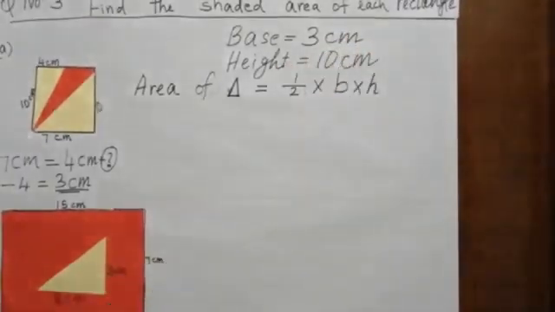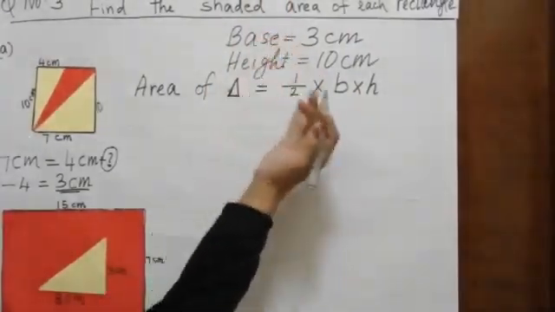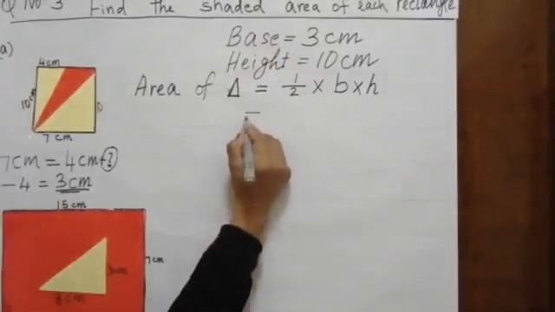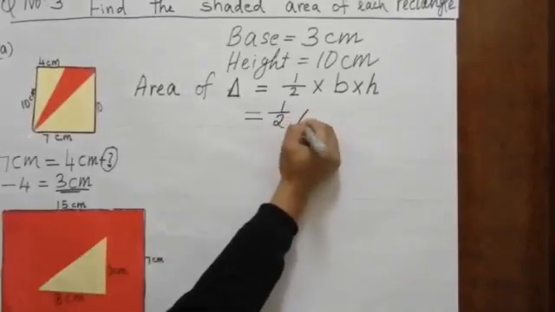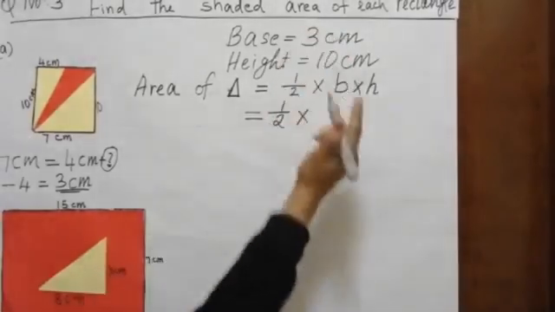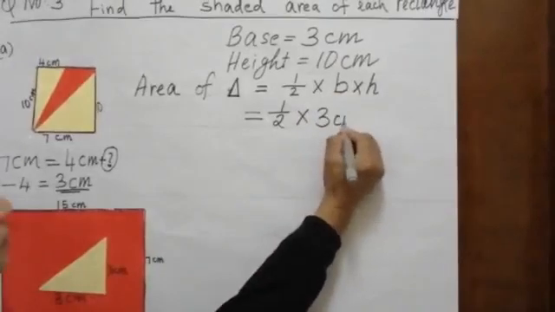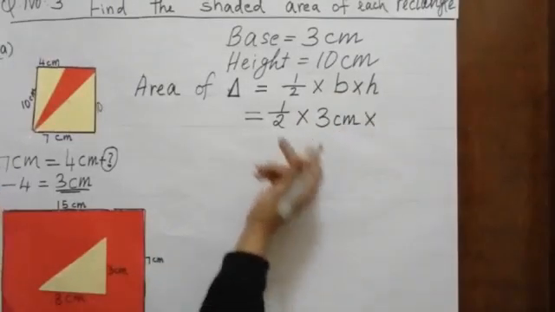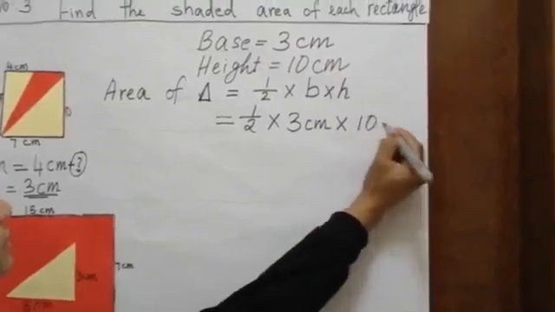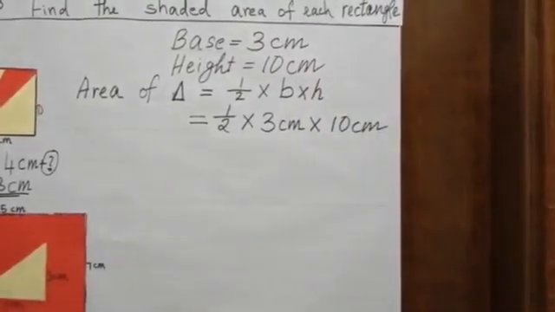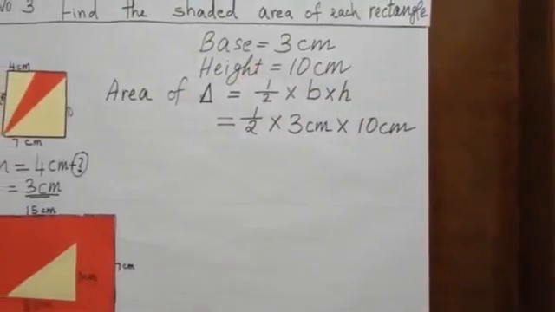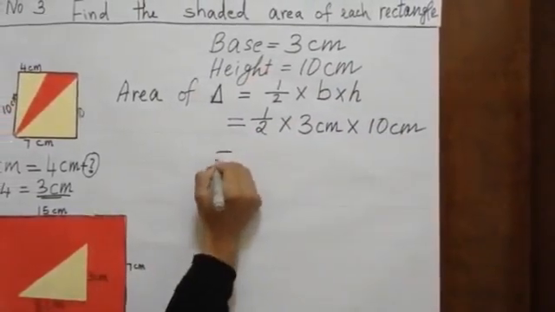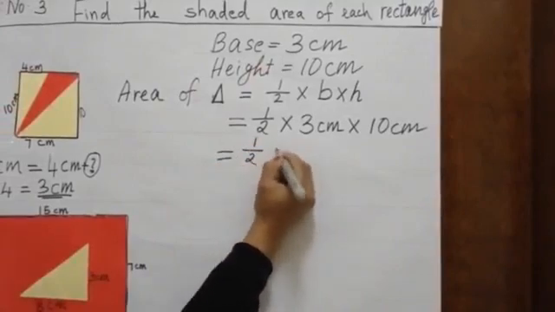Now we know the formula and we know the measurements. So we just have to apply them in the formula. That means equals half multiplied by base, which is 3 centimeter, multiplied by height, which is 10 centimeter. So when you find out the base and height and apply the numbers in the formula, the next step is you have to multiply and find out.